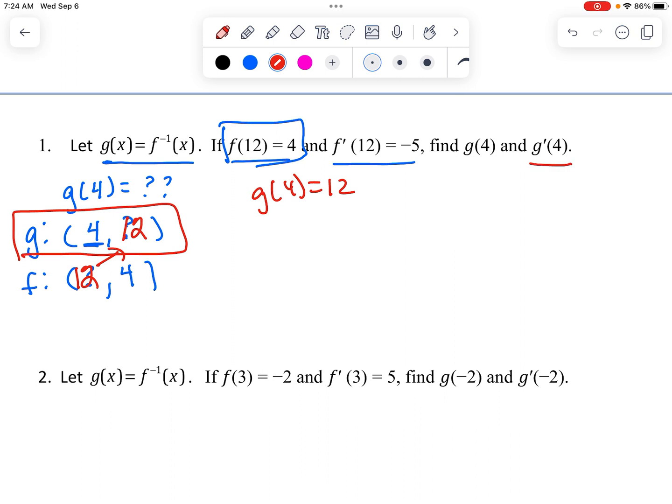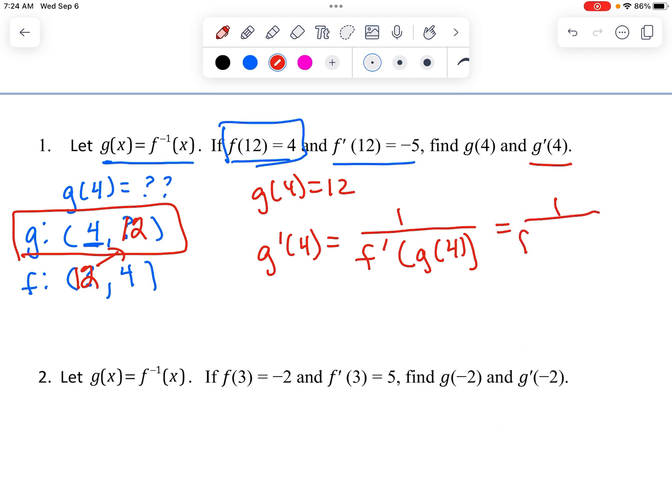So I'm going to use the formula for the derivative. So the derivative of the inverse, and I would just start saying it to start memorizing it, is 1 over the derivative of the original function at g of 4. So let's see, I have everything now at this point. 1 over f prime, g of 4 we just figured out is 12. And then in this problem, they actually also give me f prime of 12, which is negative 5. So this is the derivative of the inverse.